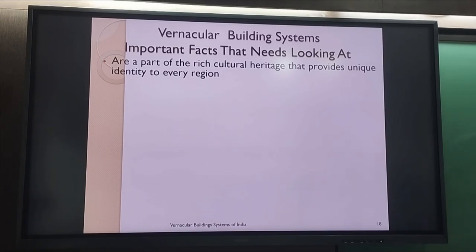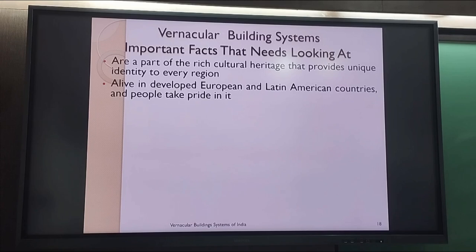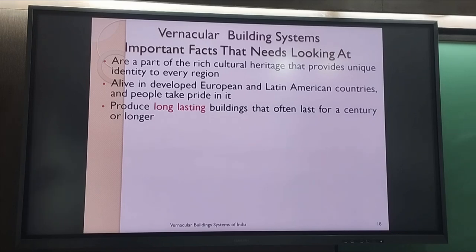As part of rich cultural heritage, and we already covered that, the identity is alive in developed countries of Europe and Latin America. All right, and people take pride in it. I mean, that is the big difference between here and there. All right, and they produce long-lasting buildings that often last for a century or longer. Let's talk about new buildings, how long they last.